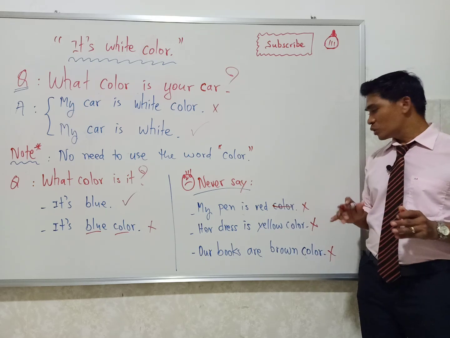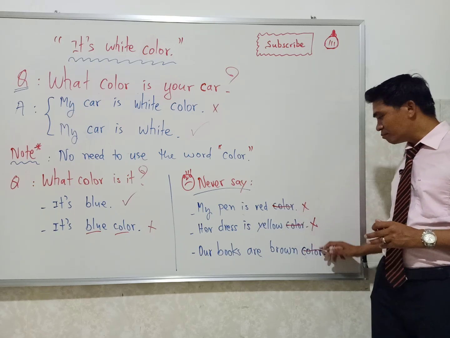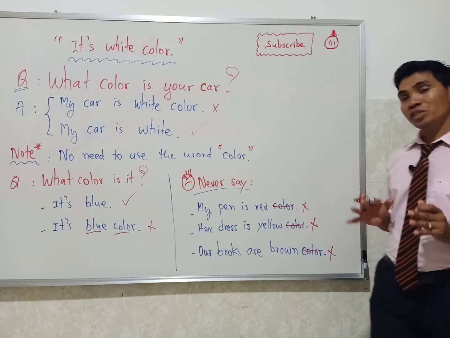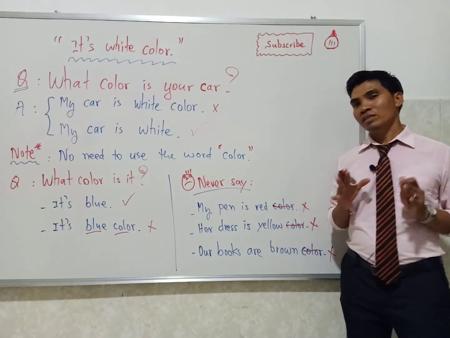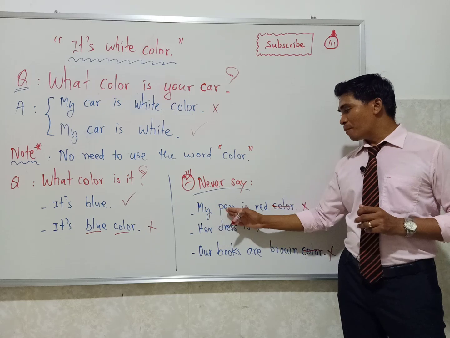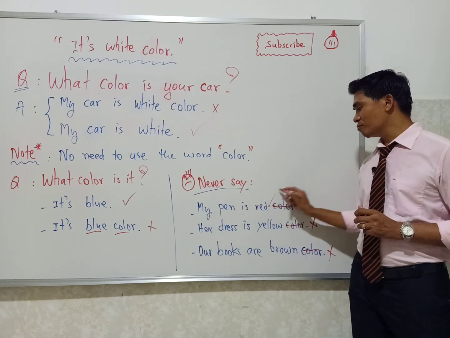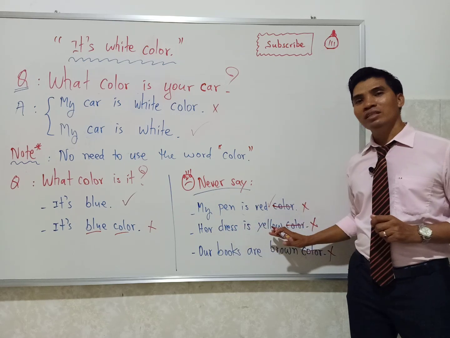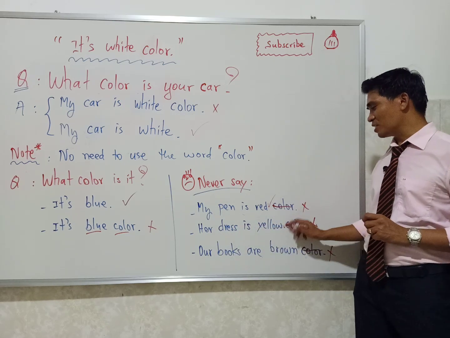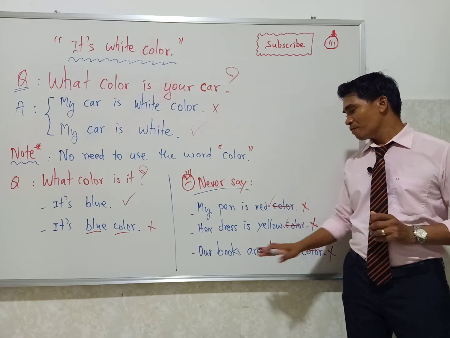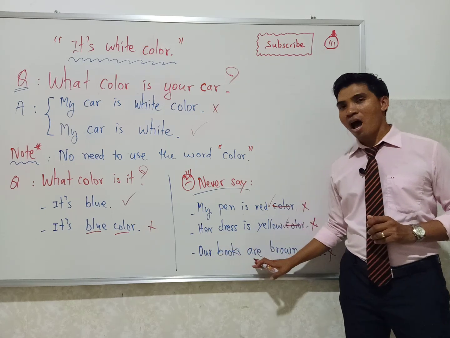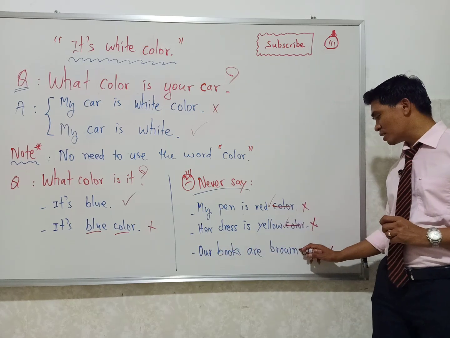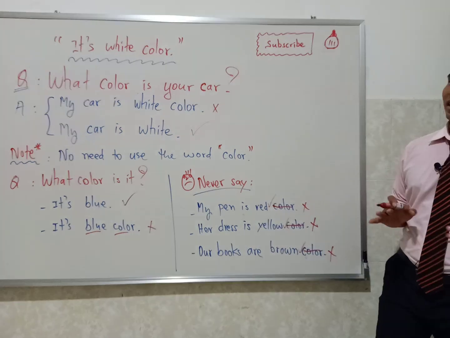Okay, so to fix this sentence, we should say, or we must say, my pen is red. That is correct English. Her dress is yellow. Okay, that is correct English. Our books are brown. Okay, that is correct in English.